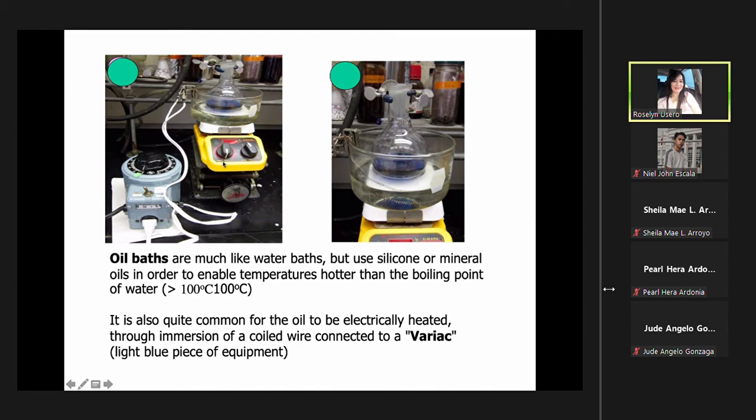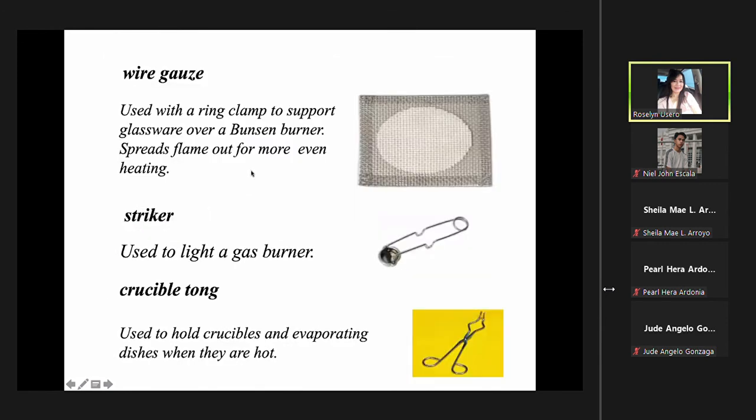It is also common for the oil to be electrically heated through immersion of a coiled wire connected to a variac. This is called a variac. So of course, you have the wire gauze used with a ring clamp to support glassware over a burner or even a hot plate. Next, striker, used to light a gas burner. Then we have a crucible tongue used to hold crucibles and evaporating dishes when they are hot.